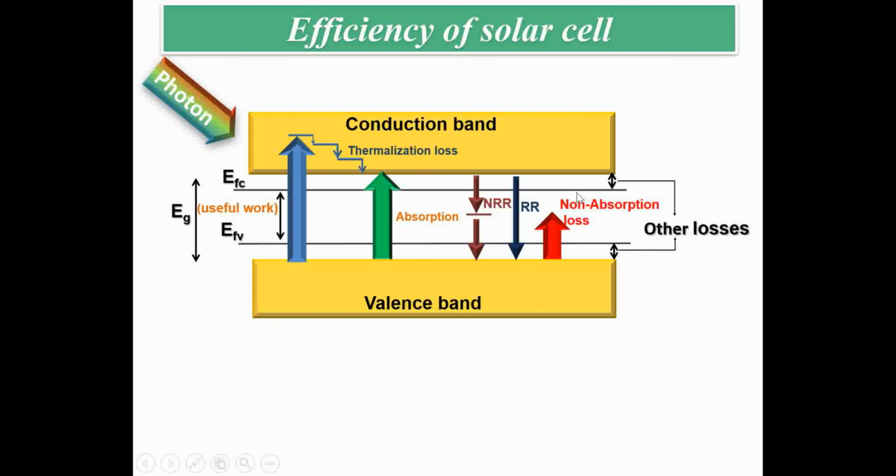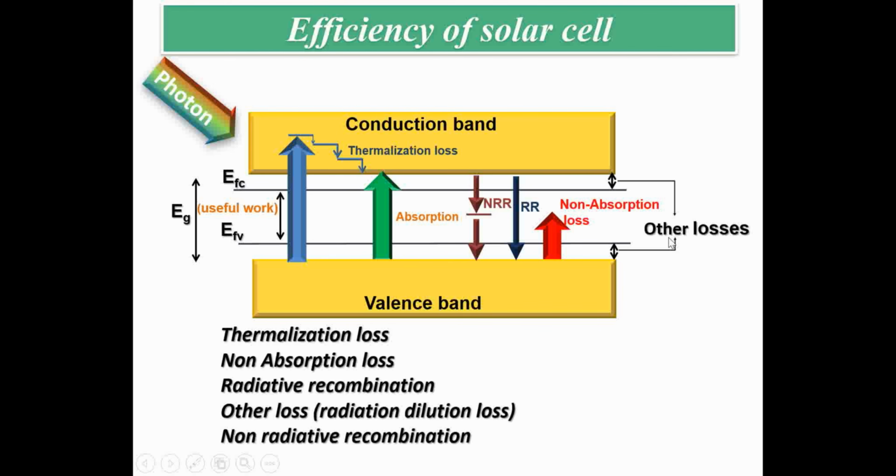Non-radiative recombination loss may arise because you have some recombination site in your material. If the material is not pure, or if you have some defect in the material, non-radiative recombination can arise from that. Now we have some other losses. Eg is the band gap, and EFC and EFV are the quasi Fermi levels. The difference EFC minus EFV is our useful energy, and it is less than Eg. The remaining part is lost as other losses. So what are those losses?